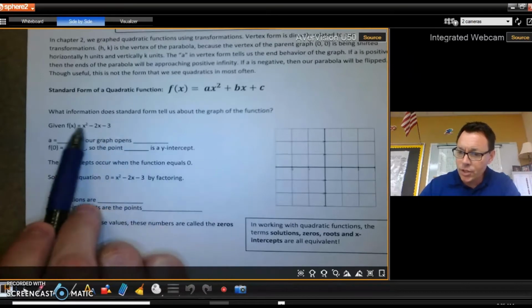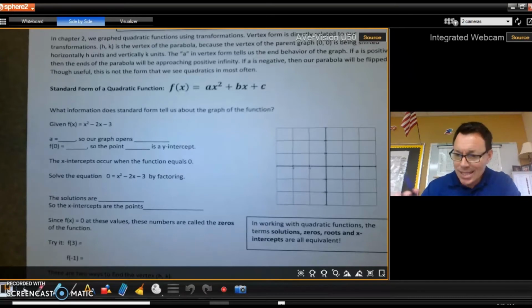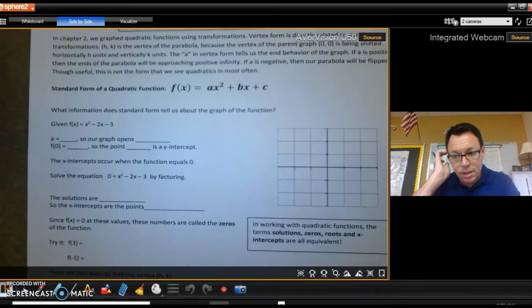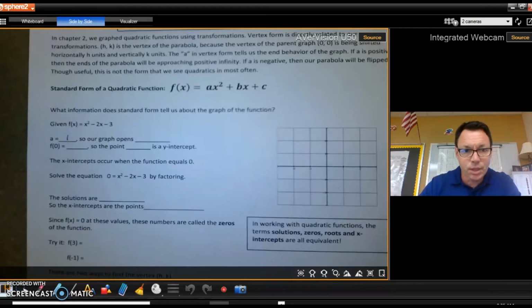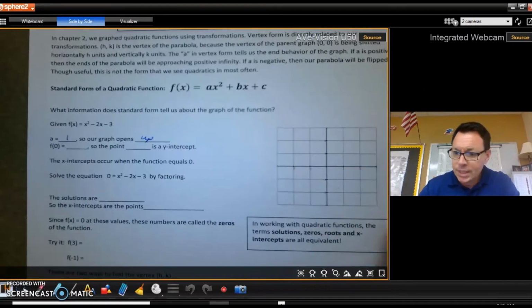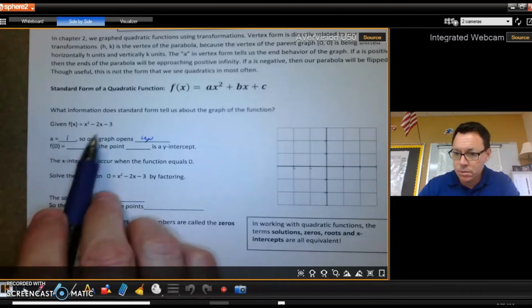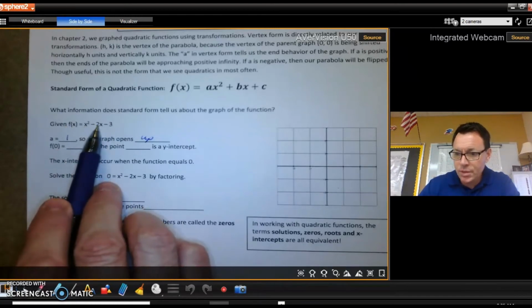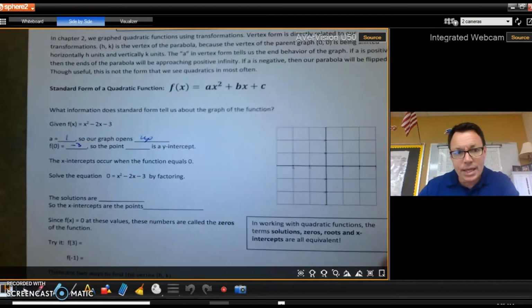Now, looking at a quadratic like this, x squared minus 2x minus 3, what does that equation tell us about the graph? Well, our a is positive 1, so that means this graph is going to open up. Let's see. If I plugged a 0 into this function, so when x equals 0, that will be 0, that will be 0, and I will be left with negative 3. So when x is 0, I get negative 3 as an answer.